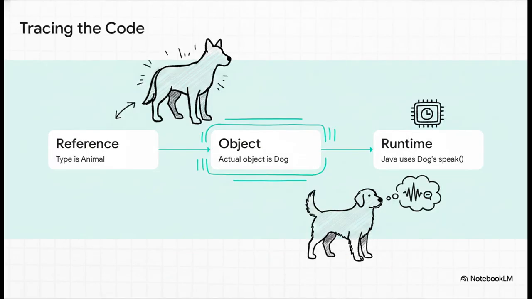Let's just trace this step by step so we see exactly why it works. Step 1, the reference type is Animal. Step 2, the actual object taking up space in memory is a Dog. Step 3, because of dynamic polymorphism, Java explicitly ignores the parent's generic default sound and dynamically chooses the Dog's specific overridden speak method right at runtime. And boom, it outputs woof. The absolutely crucial point to remember here is that the method called depends entirely on the actual object created in memory, not the generic reference type that's pointing to it.